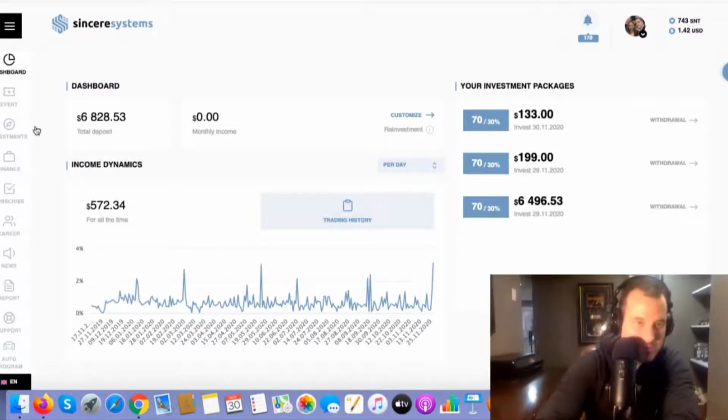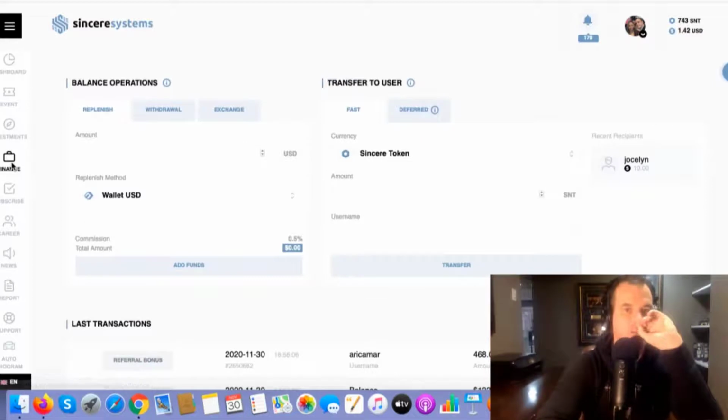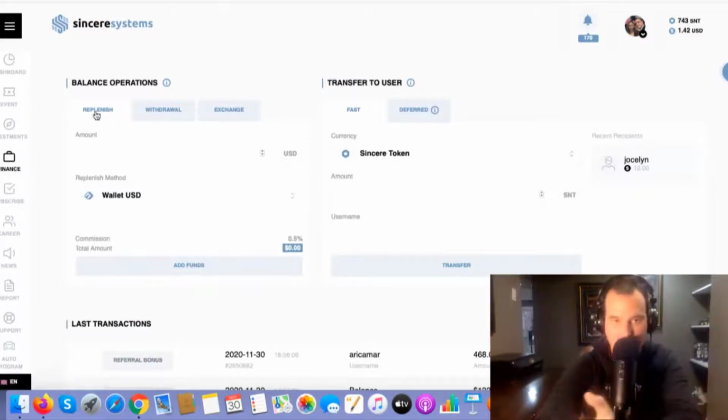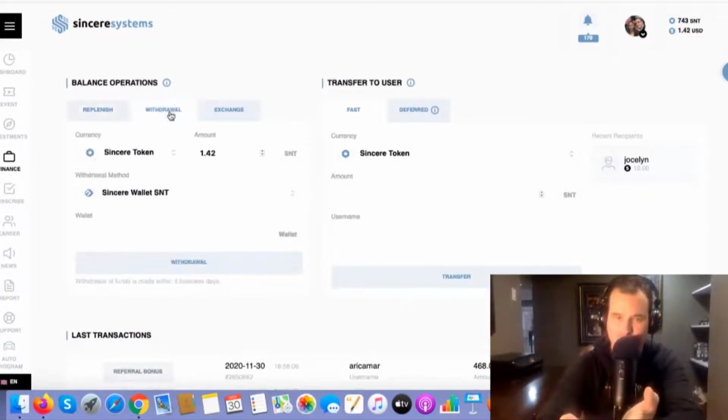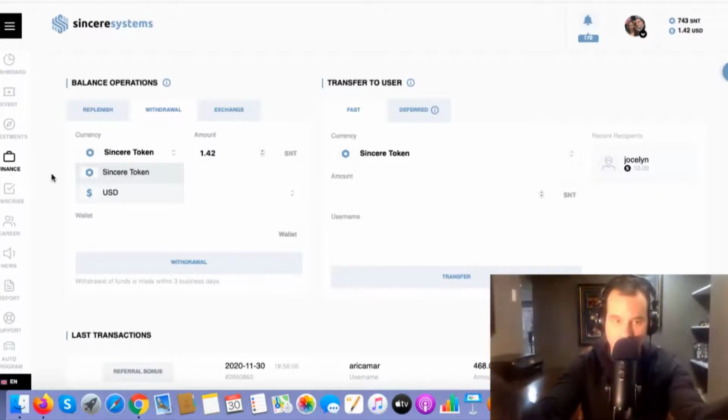The next page after investments is finance. I don't think we have to go over finance that much because in the video above this one, we talked about the finance replenish and the withdrawal. That's pretty self-explanatory. You can withdraw your token to your wallet, or you can withdraw USD to your wallet. And then inside your S wallet is where you would convert that USD or your token to, say, Bitcoin, if you wanted to use Bitcoin somewhere, or you could send the USD to your debit card.